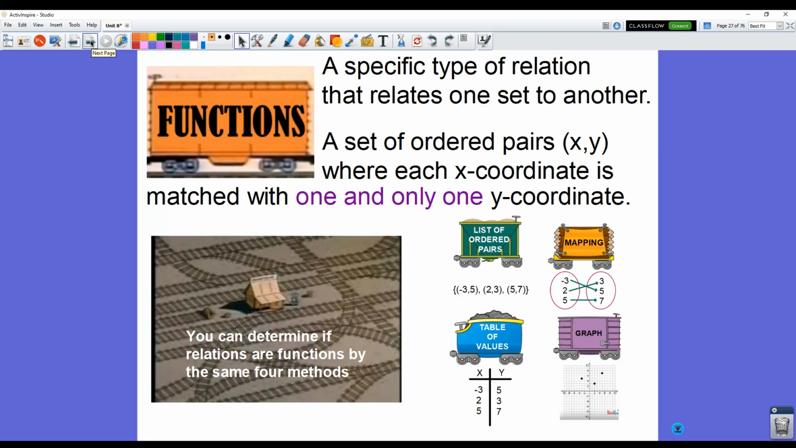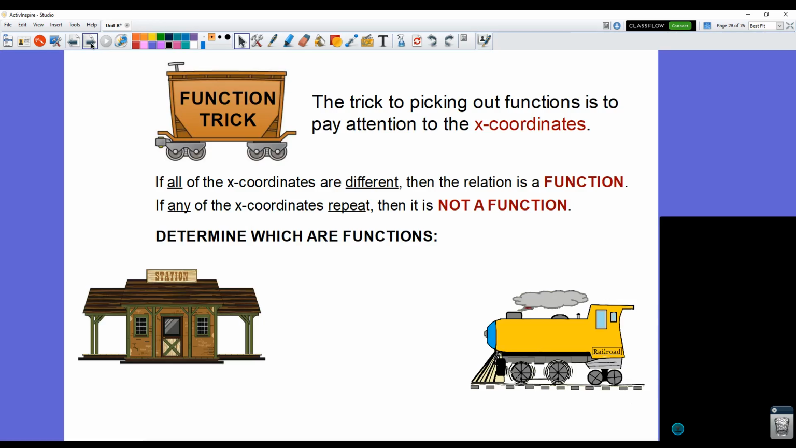Okay, function. It's a specific type of relation that relates one set to another. A set of ordered pairs where the x coordinate is matched to one and only one y coordinate. You can determine relations or functions by the same 4 methods: ordered pairs, mapping, table of values, and graphs.